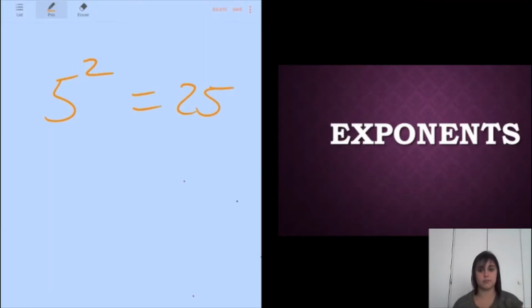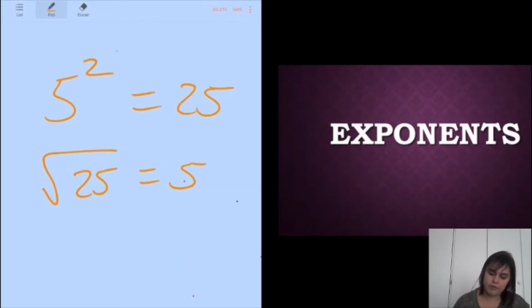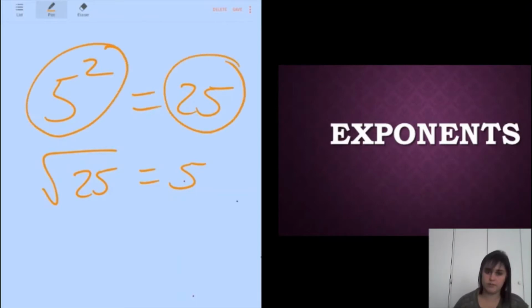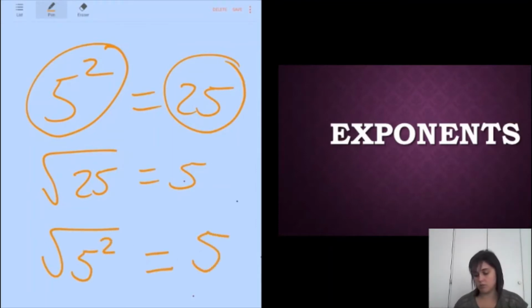Yes, because 5 times 5 is 25. So the square root of 25 will be equal to 5. But if 5 squared and 25 are equal to each other, we can say that the square root of 5 squared will be equal to 5, because 25 and 5 squared are equal to each other.